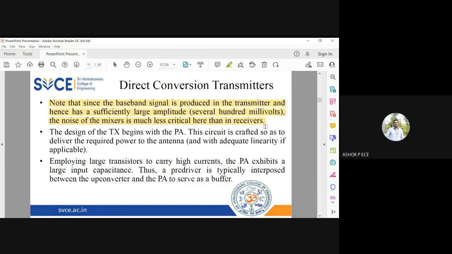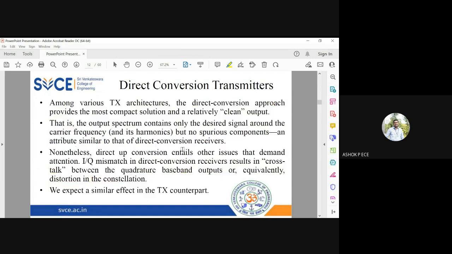Employing large transistors to carry high current, power amplifiers are something we'll be studying in subsequent units. You will have a lot of power amplifiers: class A, class B, class C. All these amplifiers are there to amplify your signal and shift the power level required for transmitting the signal to a larger distance. Among the various architectures available, direct conversion is very simple and neat logic-wise. The output will have only the desired signal. It will not have any harmonics or any noise component.